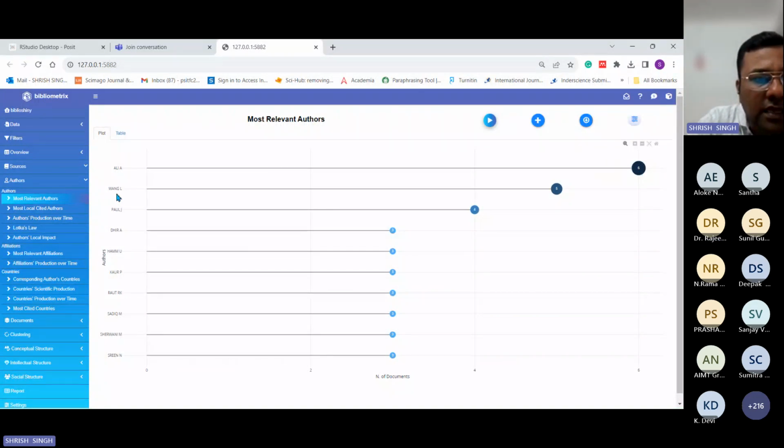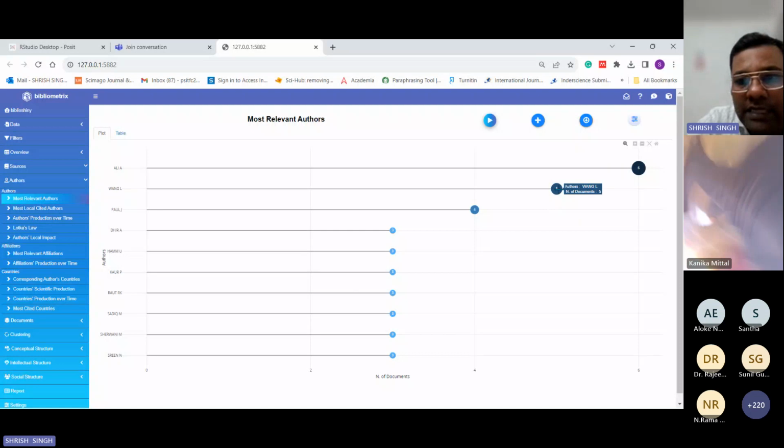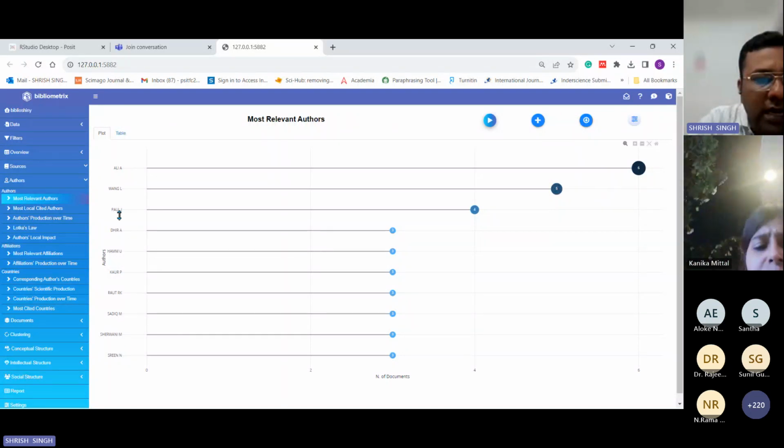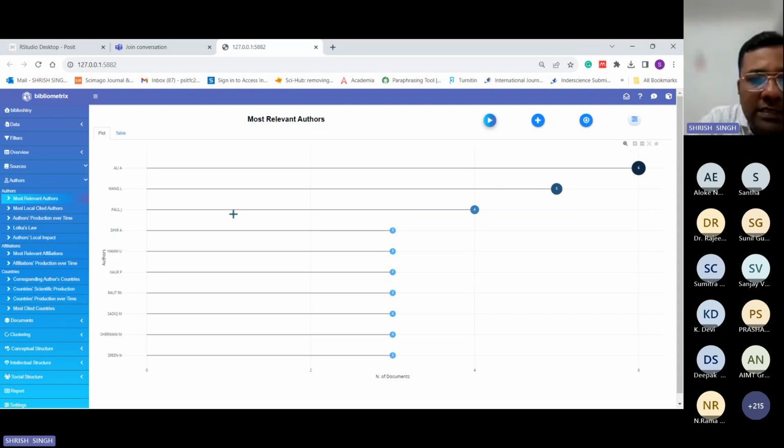The next is L. Wang. L. Wang is the next prominent author and he is having 5 documents in the same area, while Justin Paul is in 3rd place and he is having 4 publications. This data is till 2022. If we are going to collect the data once again for the same keywords, the results may vary, right? So these are the most relevant authors.